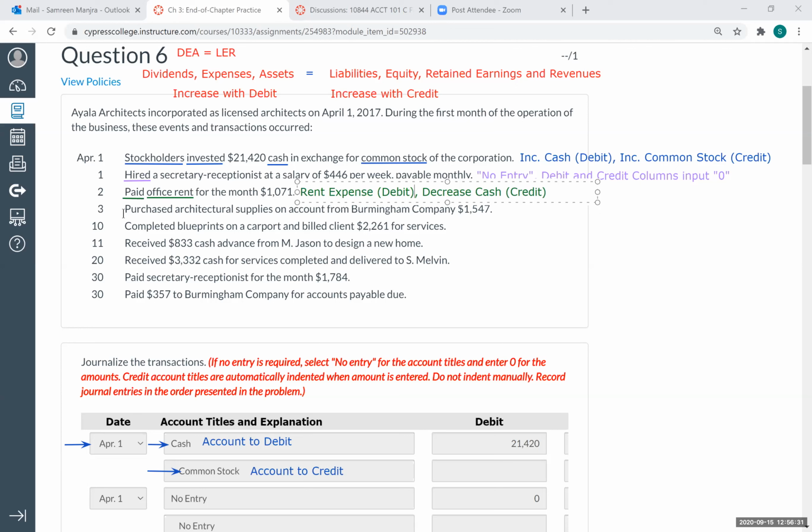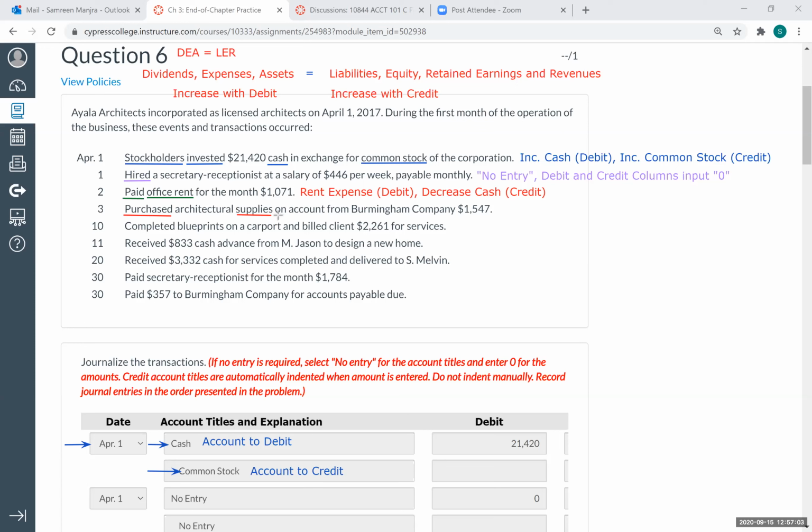In the next problem, so the next part of this problem, the company has purchased architectural supplies. So we have a purchase, and what we purchased was supplies. So anytime we have a purchase, we have to pay for it. If we pay for it now, it will say that we have paid, or the word cash.